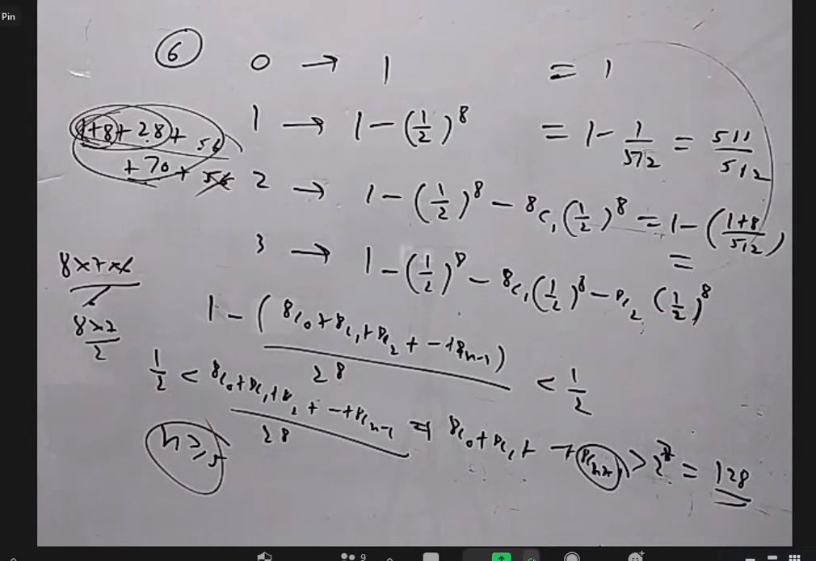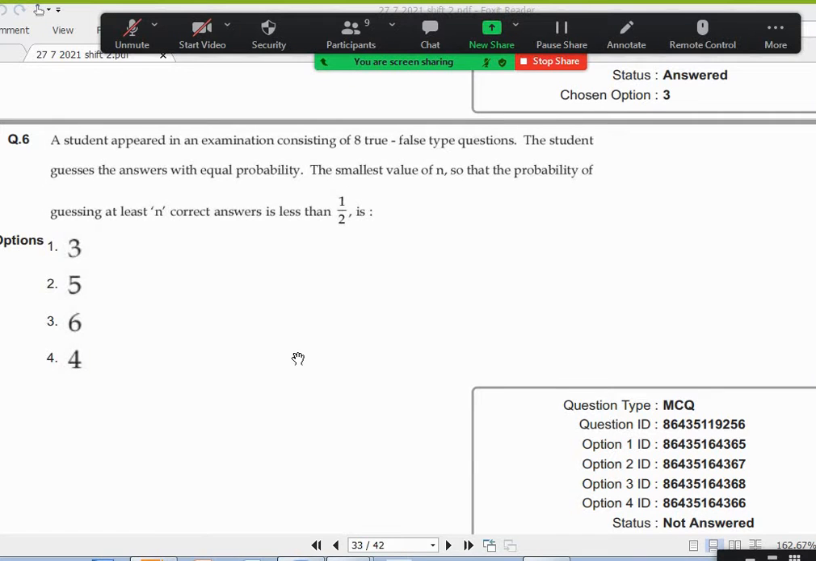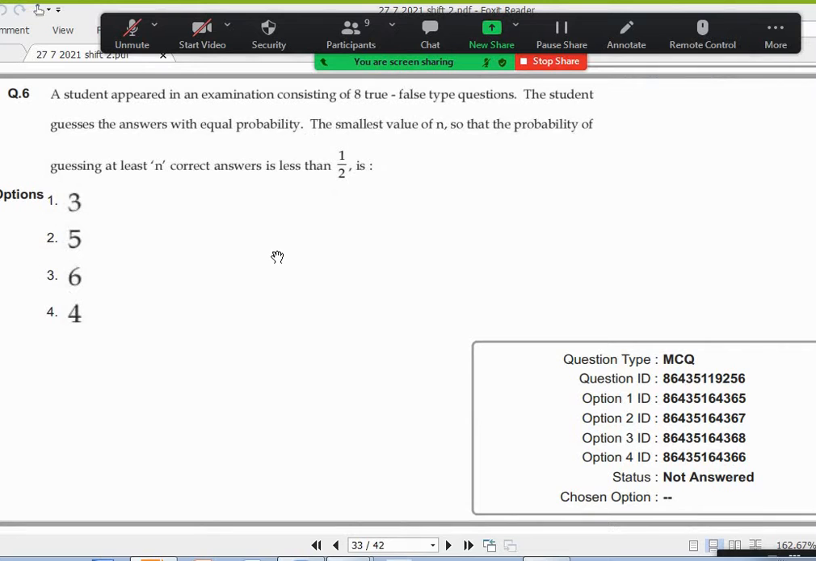n equal to 5 or 6 or 7. The smallest value of n is 5. So little work is there. It has to be done by trial and error. Yeah. So even though the question is easy, the answer is option 2.